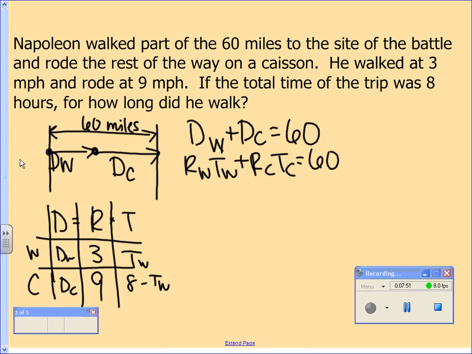What do we know for the RW? Look over here. It's 3. What did we put for the TW? TW. What did we put for the RC? We said 9. And then for TC, what did we say?